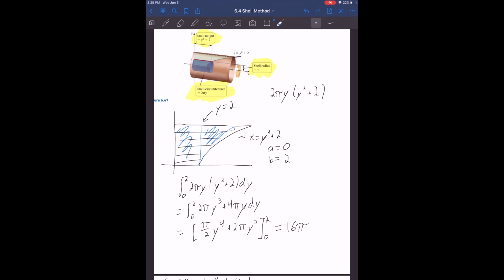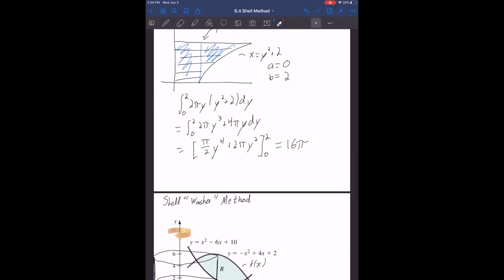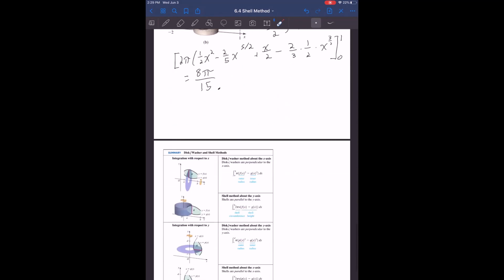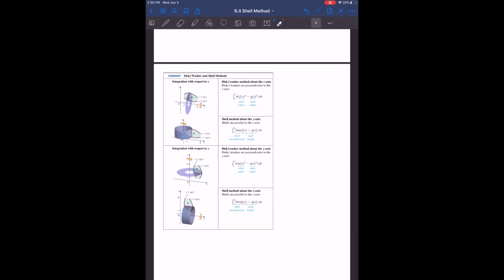So it's a good idea to be very comfortable with both of these techniques, the shell method and the washer method. I think it's a good idea to be comfortable with both of them, in particular because sometimes you're only going to be able to use one or the other.